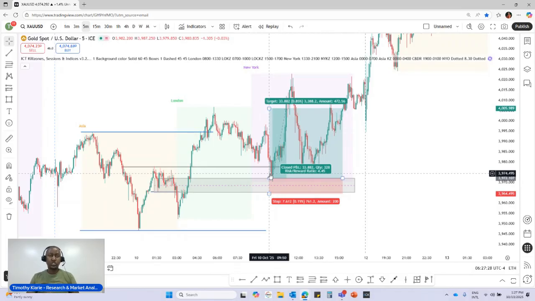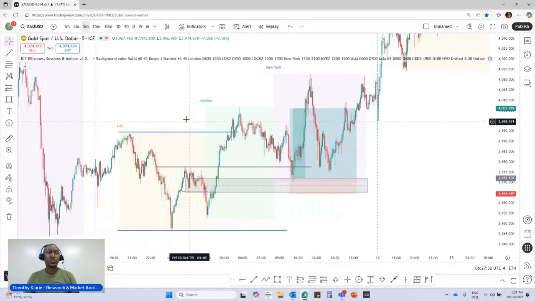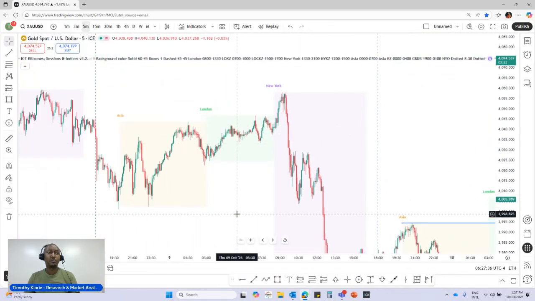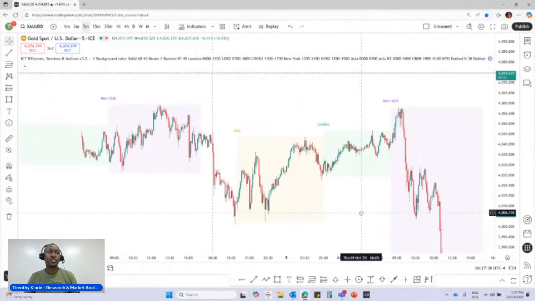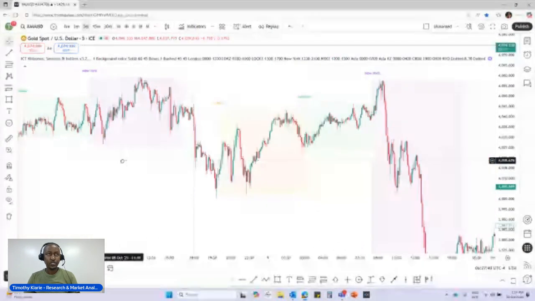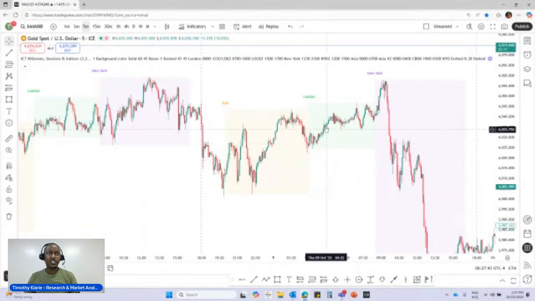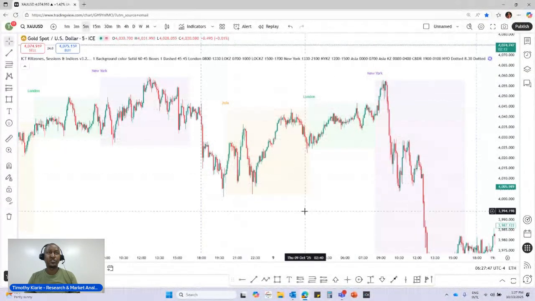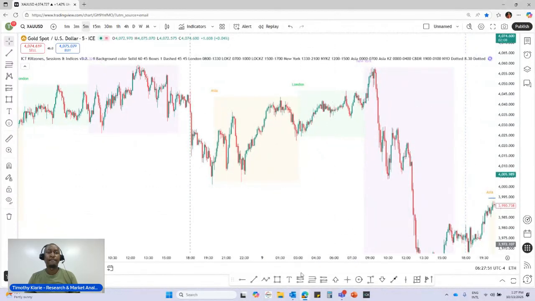All right, and there we have our very nice setup. So let's look at probably another particular trading day. Remember, this is another trading day. We have seen the price do this kind of thing. So we have our Asian high, right? We have our Asian high, and also we have our Asian low.